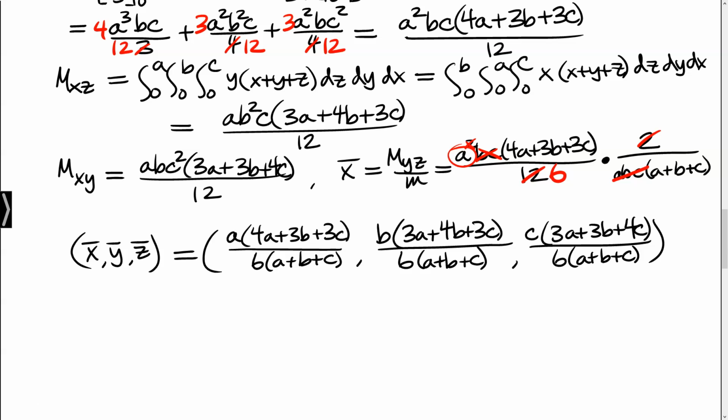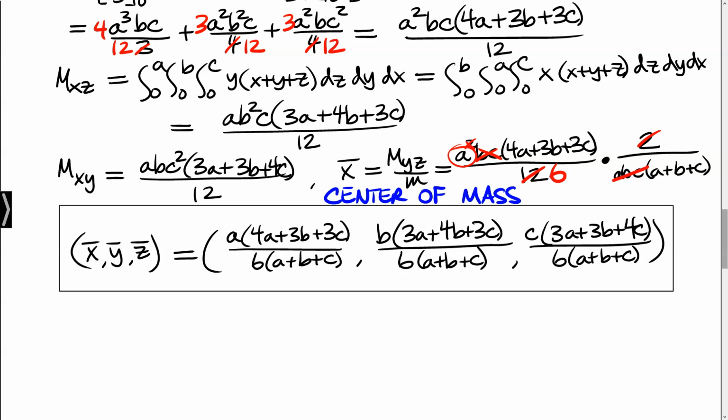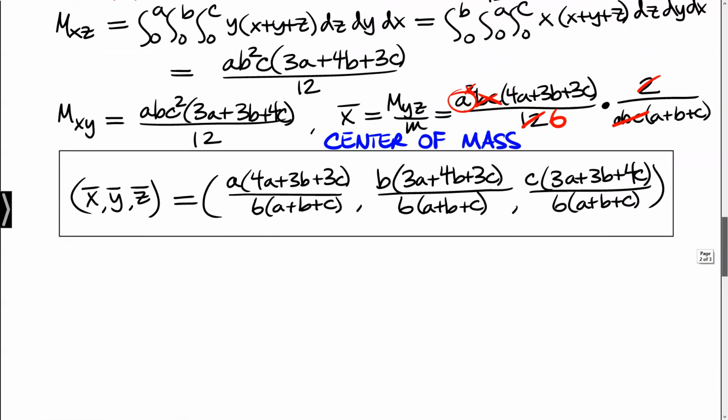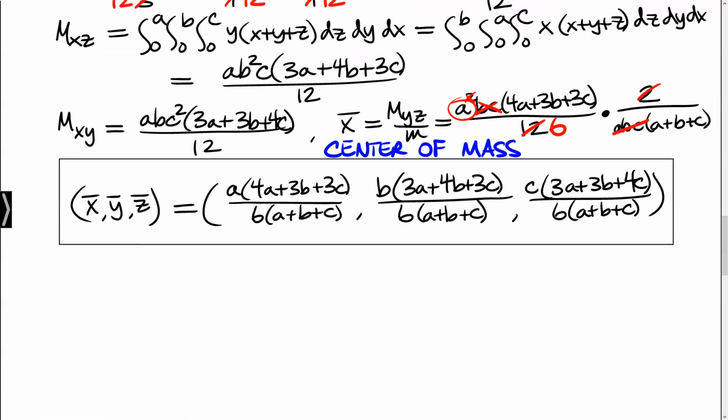Okay, and that is the center of mass. I think it might be helpful just to plug in some specific values of A, B, and C to get a feel for what this would be. So for instance, if A, B, and C are all 1, this is kind of like the simplest case. So if they're all equal, and we'll just say 1 is the simplest, then we would get X bar, Y bar, Z bar. So of course all the coordinates are going to be the same here.